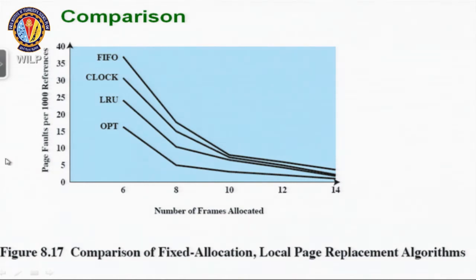Here is a comparison of various algorithms. We can very clearly see that the worst performance is achieved by FIFO, then we have clock, then we have LRU, then we have optimal.